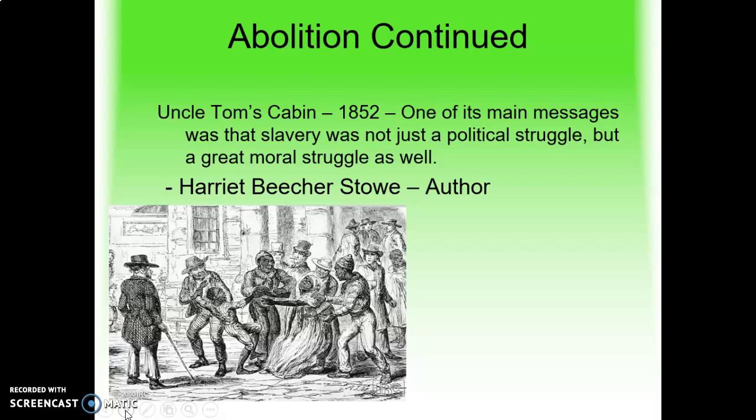In 1852, Harriet Beecher Stowe writes this book called Uncle Tom's Cabin. Its main message was that slavery was not just a political struggle, it was a moral struggle as well. Is it morally right to do this to people? So the morality of slavery comes out in this book more.